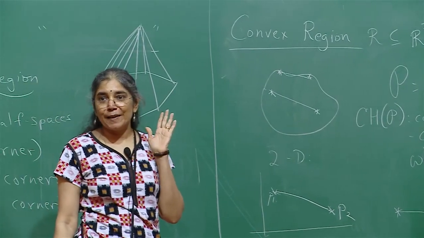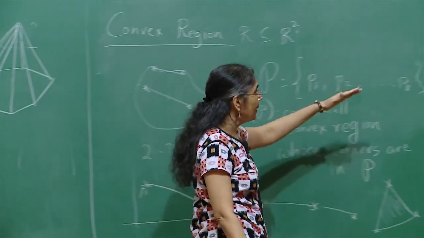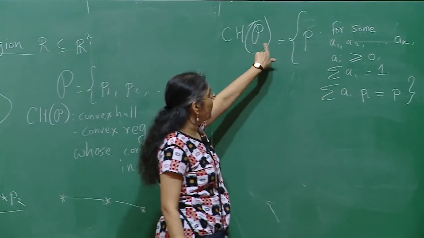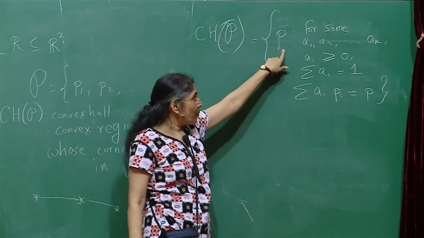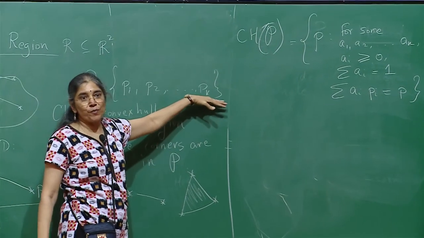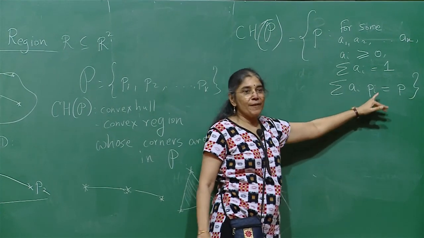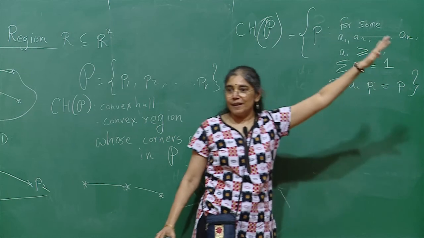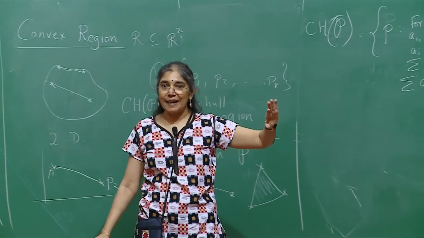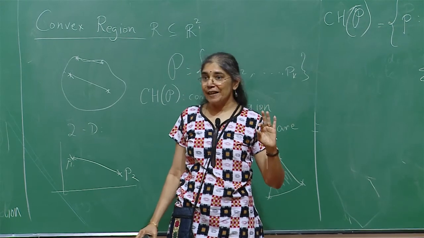This is now a definition I seem to have pulled out of the hat, but this is the standard definition of convex combination. Right? So, the convex hull of P is all points small p which can be expressed as a convex combination of these points. What do I mean by convex combination? You take some A1 times P1, A2 times P2, A3 times P3, Ak times Pk, and when you add up you get exactly P. But this A1, A2 to Ak have to satisfy one additional property.